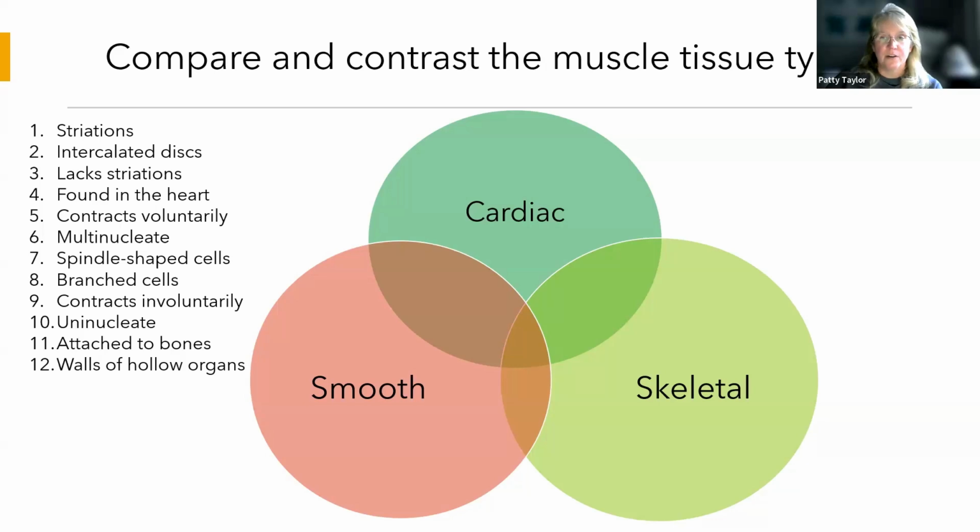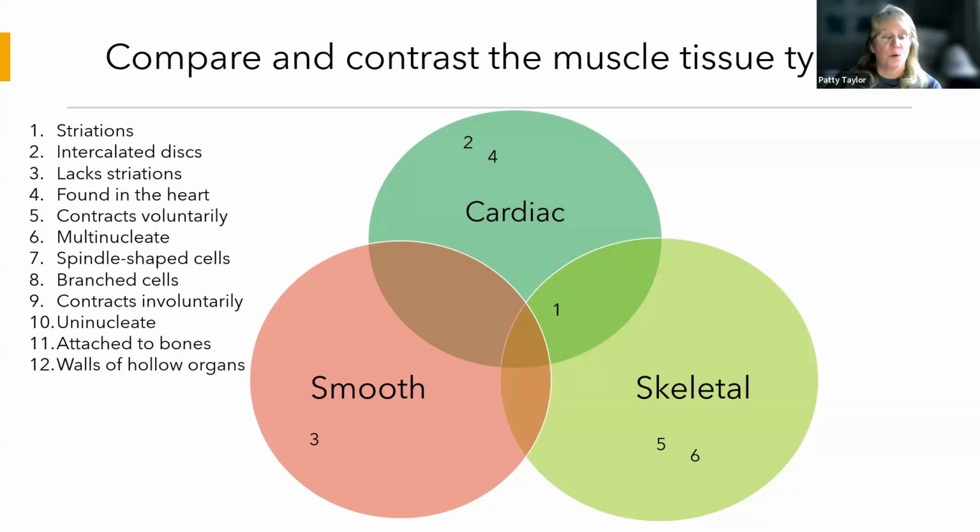All right, so striations are found in two of these tissues. Which two? Cardiac and skeletal. Intercalated discs are only found in cardiac muscle. The only tissue here to lack striations, that is smooth muscle. Only one tissue here is found in the heart, and that is cardiac. Likewise, only one tissue here contracts voluntarily, and that is skeletal.